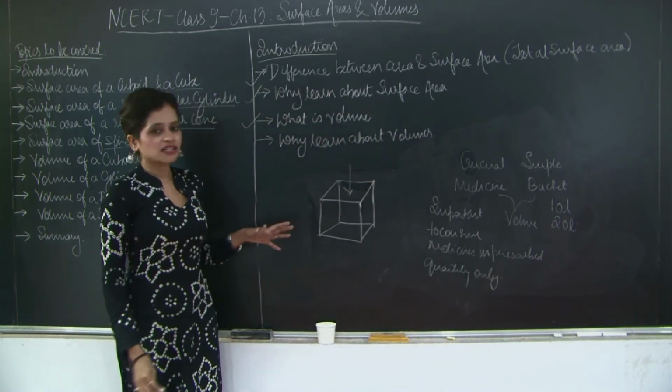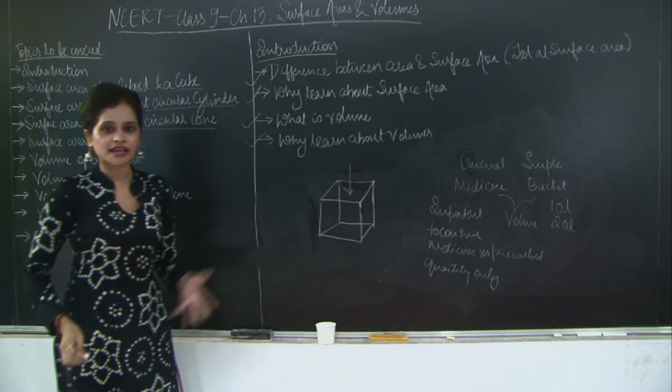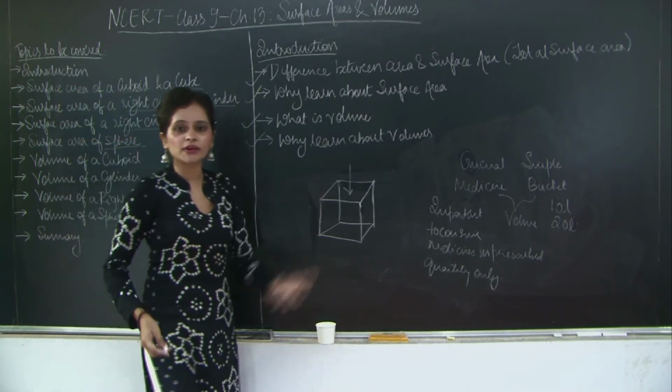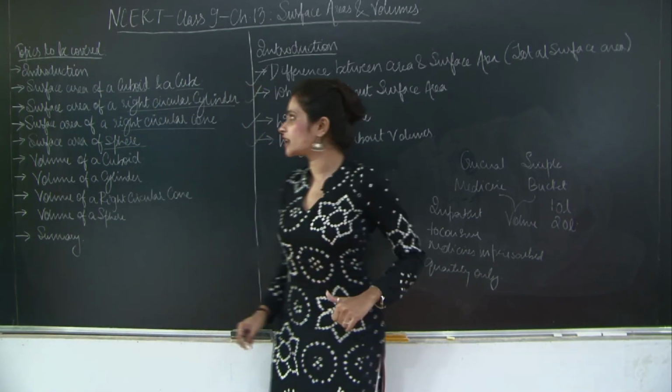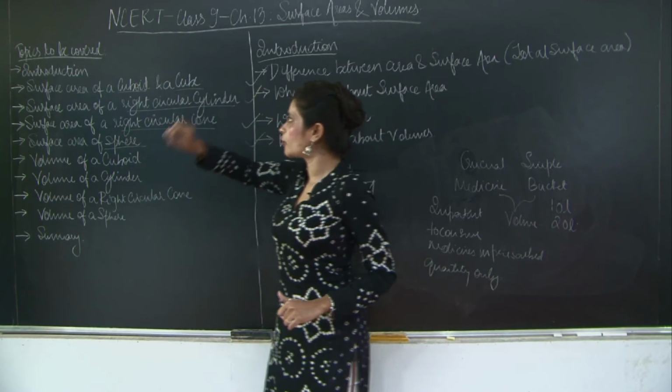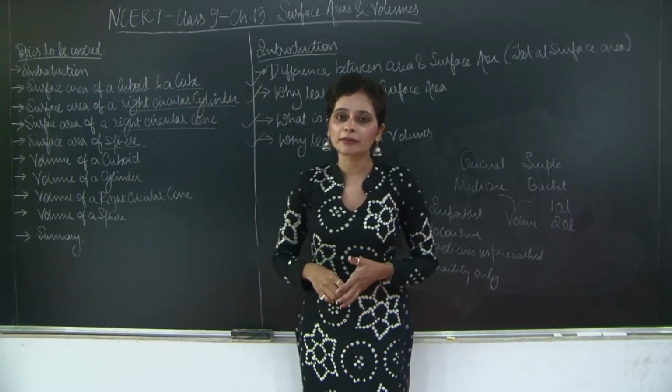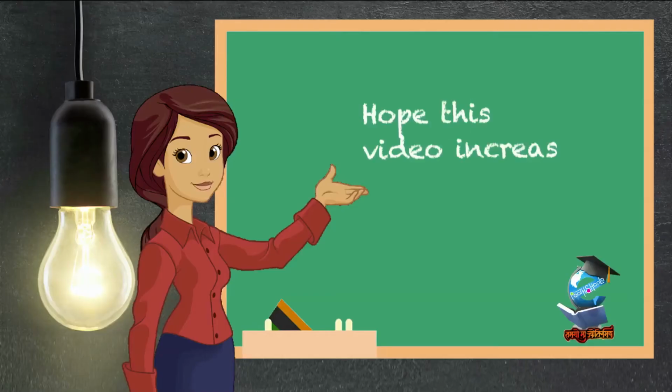Right? So this was about the introduction about surface areas, volumes, areas, and why we are learning this entire chapter. We'll take a look at the first topic, that is the surface area of cuboid and a cube, in the forthcoming lecture.